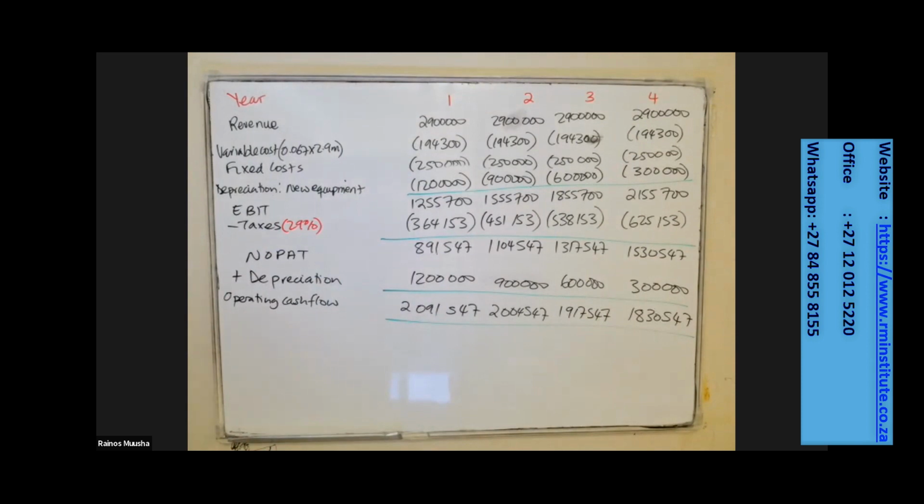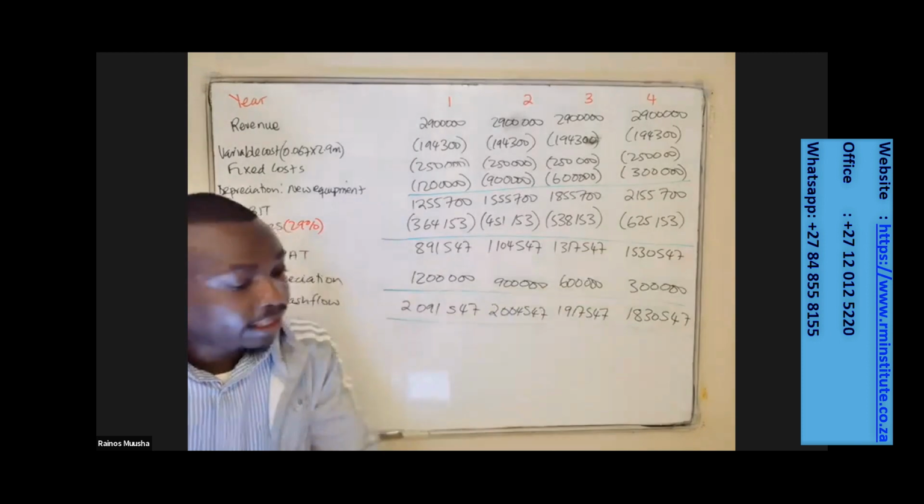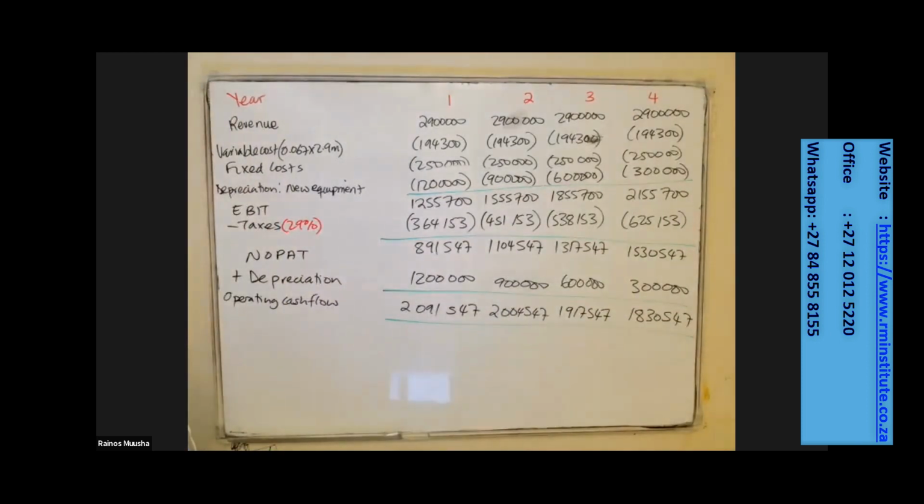So this is now going to be your operating cash flow for years 1, 2, 3, and 4. Are we on the same page? Can we move on to the calculation of the terminal cash flow now, if we are all fine? All right. Yes. All right.